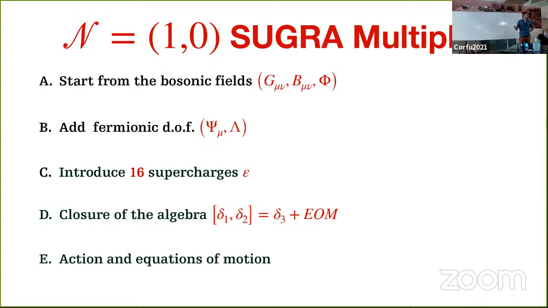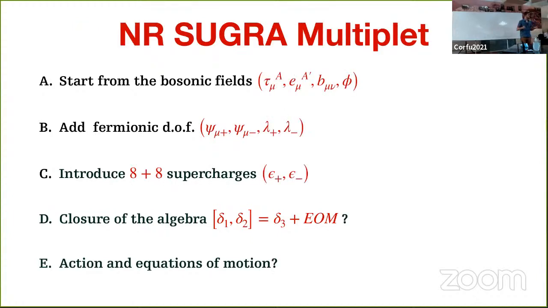And this theory realizes 16 supercharges, so the epsilon is a right-handed Majorana-Weyl spinor, hence the name (1,0). And then, of course, there's an algebra, so these supersymmetries close on shell, and then there's an action and equations of motion. But of course, you know that very well, I just showed it to highlight that I'm doing exactly the same thing here.